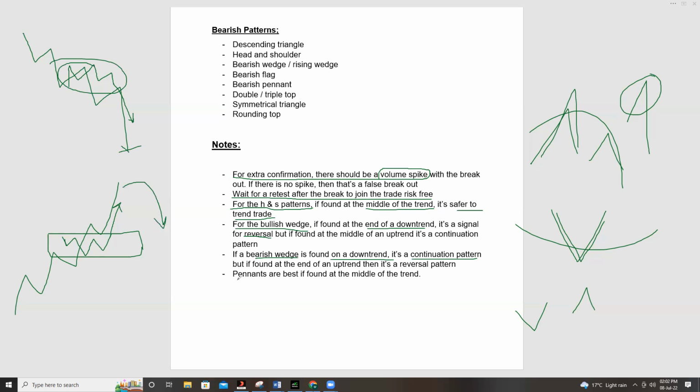And the last one is pennants. They are best if they are found at the middle of the trend, okay? Now the pennants, they are more or less like the triangles, eh? Something like this. So if they are at the middle of the trend, they are best. They are awesome if they are found at the middle of the trend.